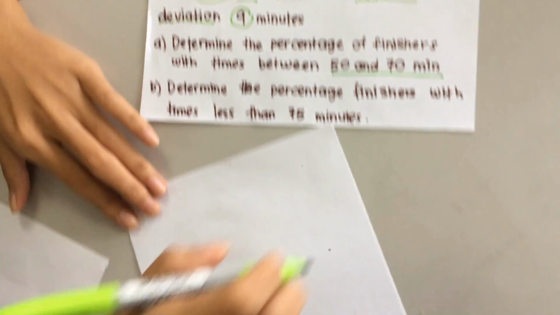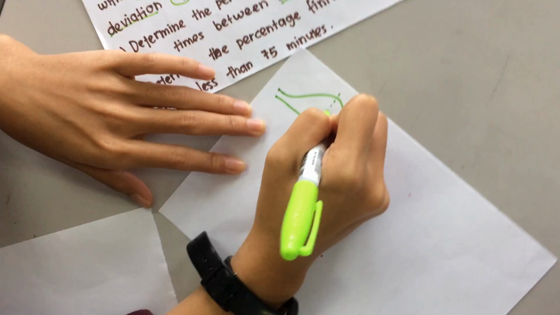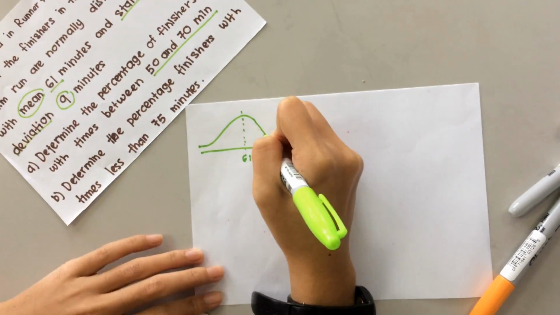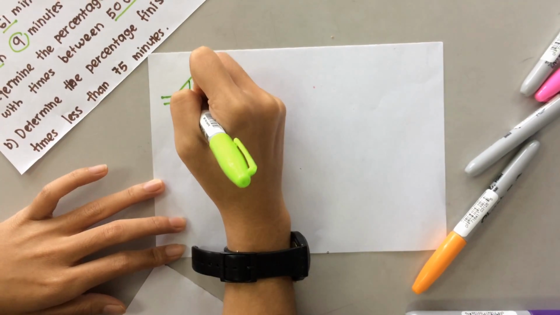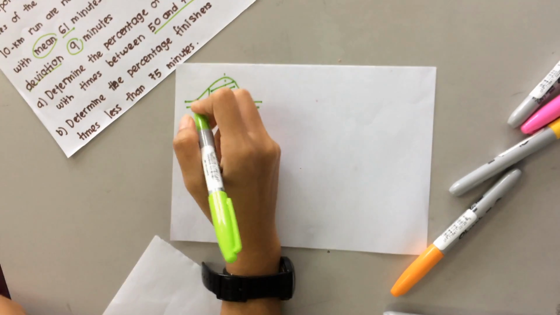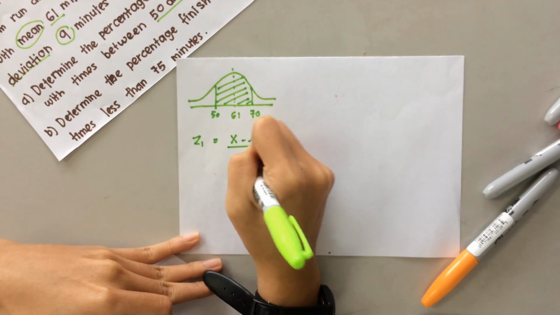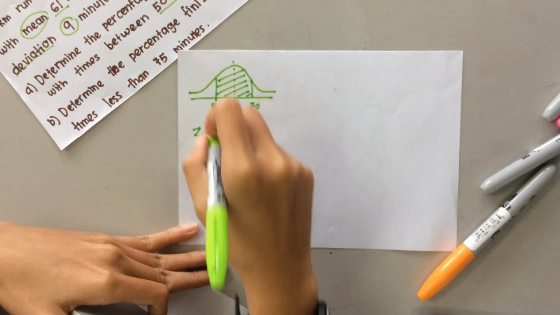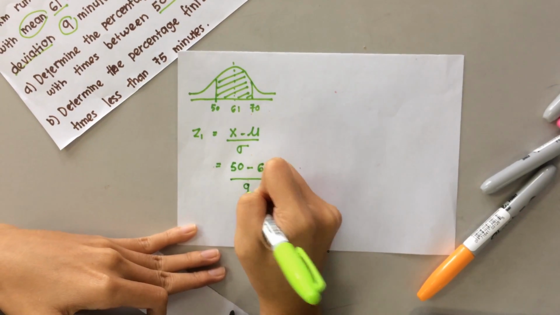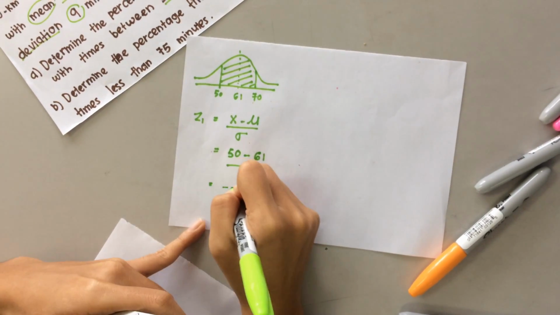So basically, in the normal distribution function, in the middle is the mean, which is 61, and from this question we have 50 and 70 minutes, so we need to find the area in between 70 and 50. We need to find z1, where the formula is X minus mean over standard deviation. So our X is 50 minus the mean 61, divided by 9. We get the answer negative 1.22.